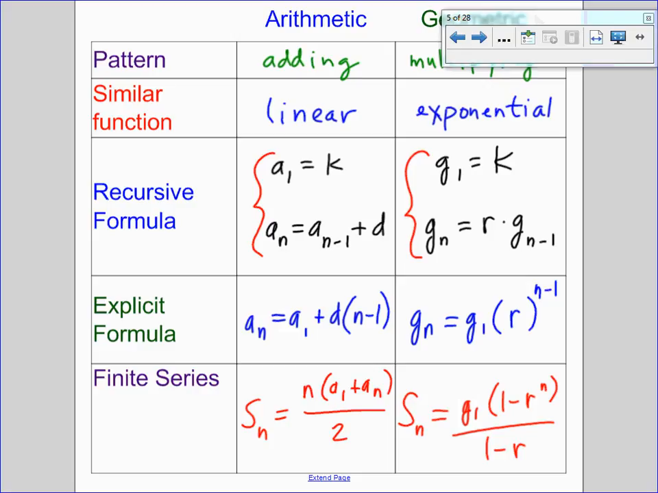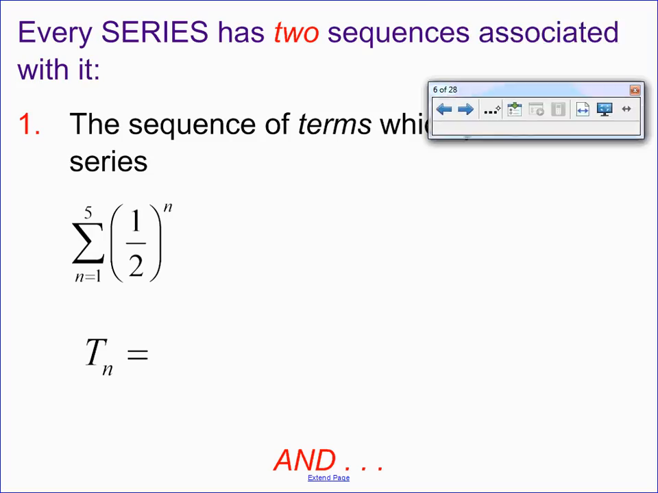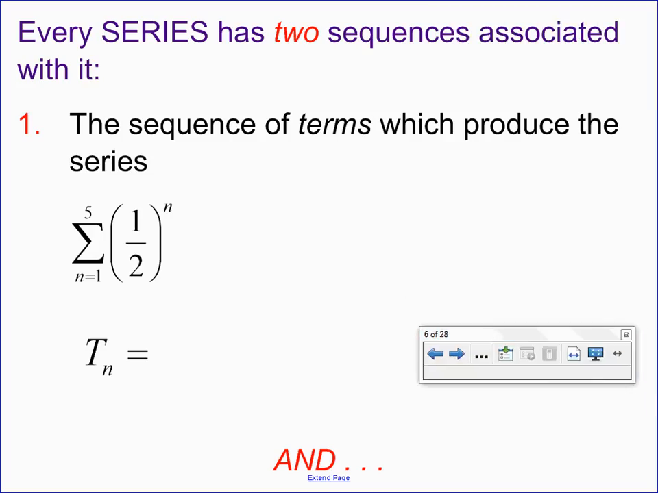Cool. So that's where we are, right? And let's see where we're going. We've got our new summing notation, and that's going to help us build from finite series to infinite series. Every series has two sequences associated with it, right? The sequence of the terms which produce the series, so the sequence of the terms in this particular finite series would be the actual term values that I'm going to be summing together.